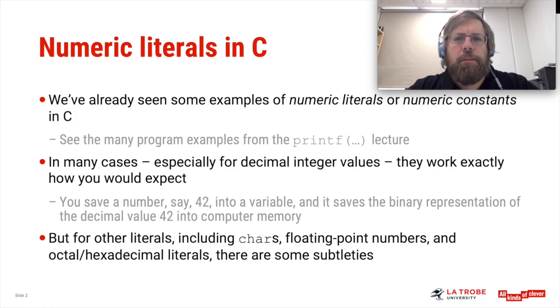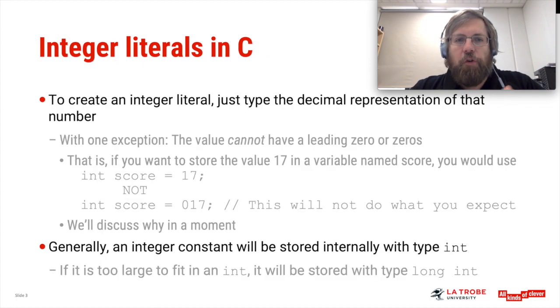So we've already seen some examples of numeric literals or numeric constants in C. There were a lot of examples in the printf, scanf lectures. And in many cases, they work exactly how you would expect. You save a number, 42, into a variable, and it saves the binary representation of the decimal value 42 into computer memory. But for other kinds of literals, including chars, floating point numbers, and octal and hexadecimal literals, there are some subtleties.